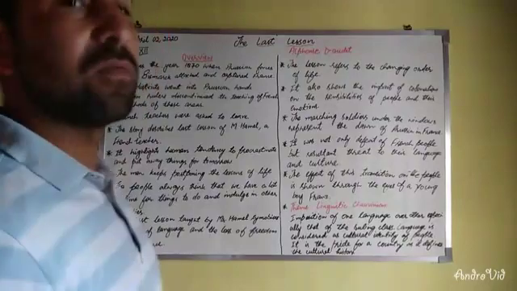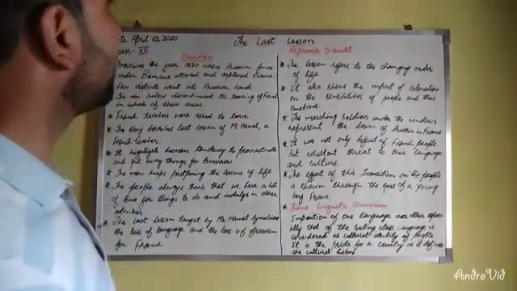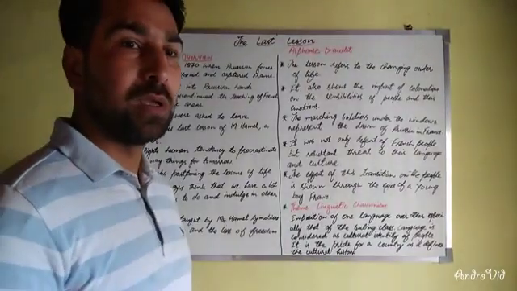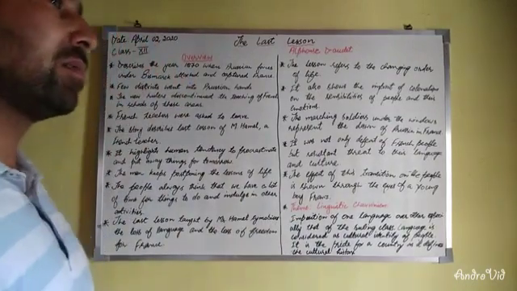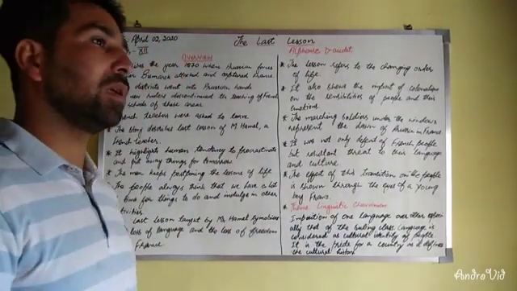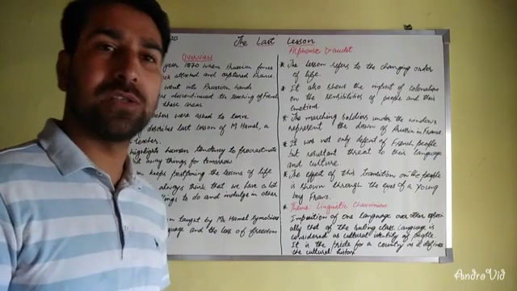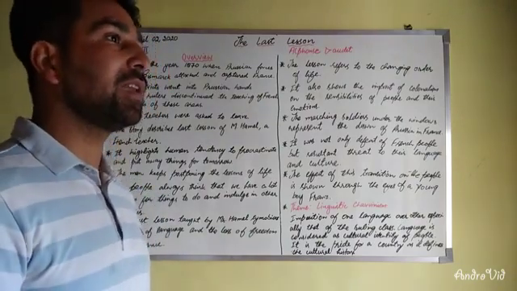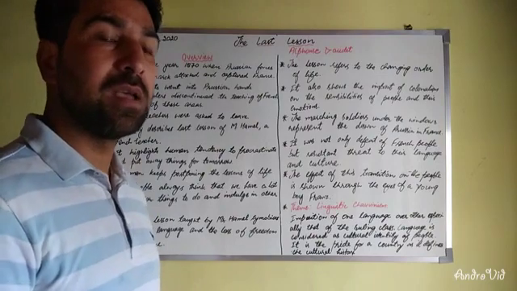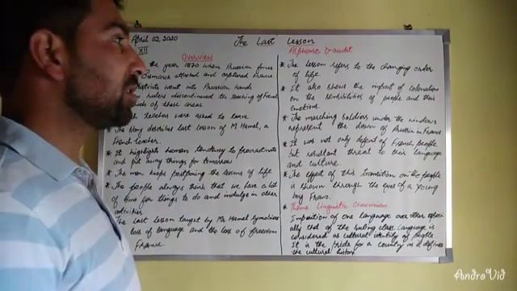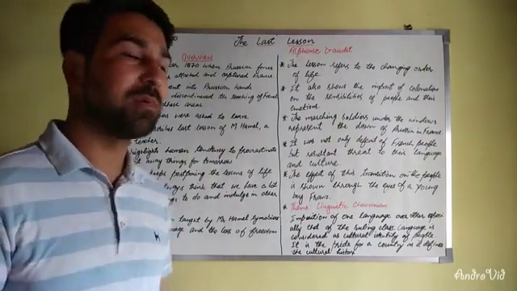It's a chapter from the Flamingo book, and the chapter is The Last Lesson by Alphonse Daudet. The Last Lesson is a chapter that describes the last lesson of a teacher and how he deals with that very last lesson. In this chapter there are certain points which we need to keep in mind.